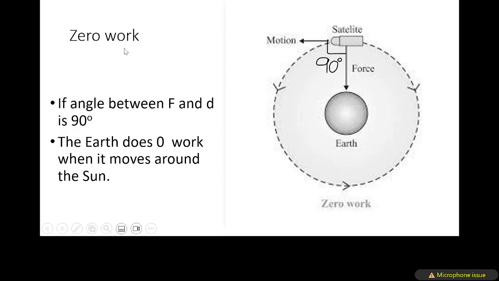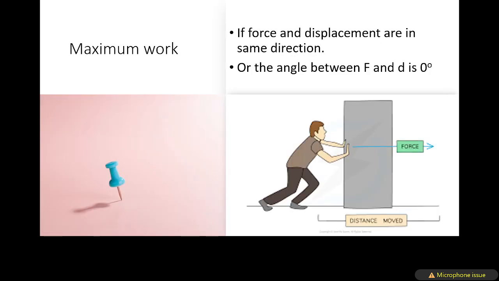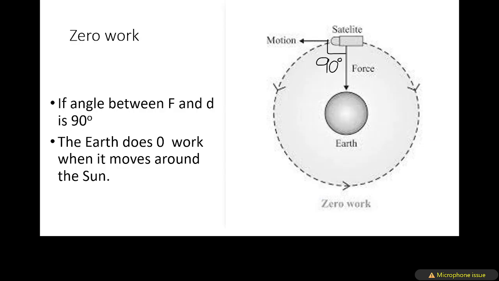Next is zero work. We have so many examples of maximum work in our daily life. You realize that whenever you apply your force in the direction of the motion, you are effective. Your work is effective. You need to make less effort. Now let us talk about zero work. Wow. You apply force, but there is zero work.